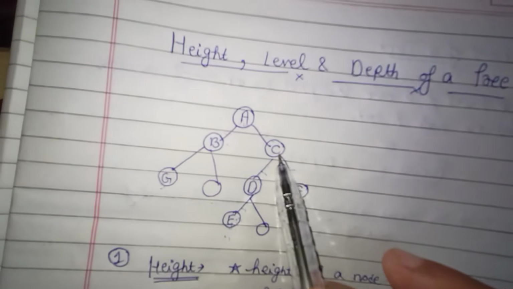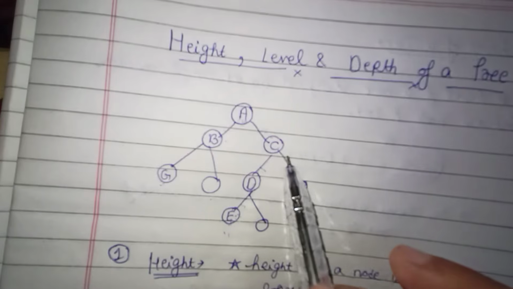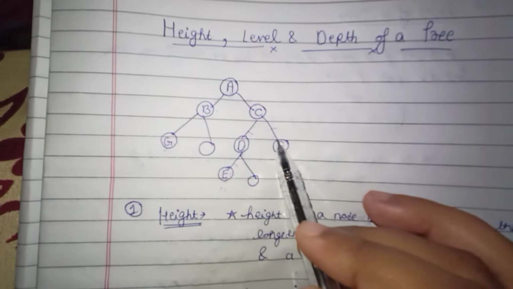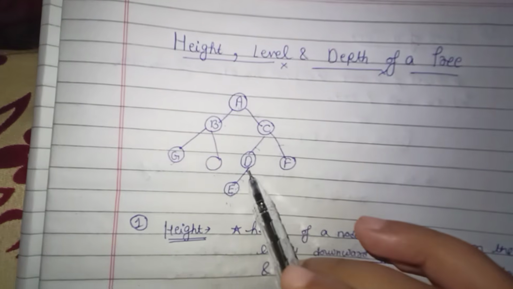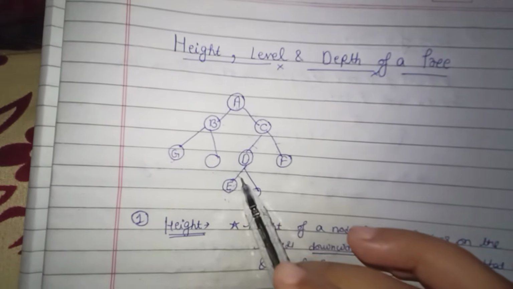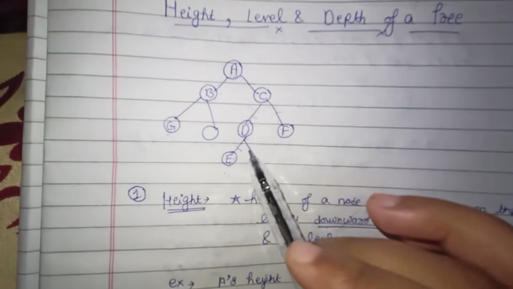Okay, but the height of this node is 1. And in this case you are getting two edges from C to D and D to E, 1 and 2. So the height of C would be 2.